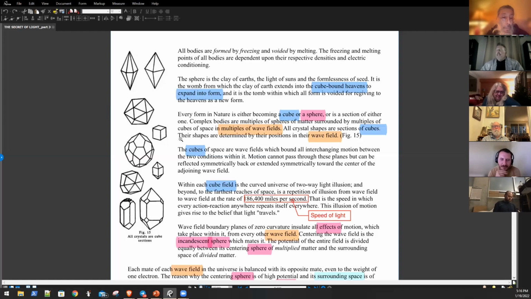So every form in nature is either becoming a cube, blue, or a sphere, red, hot, or is a section of either one. Complex bodies are multiples of spheres of matter surrounded by multiples of cubes of space in multiple wave fields. So this is really the first time that Russell begins to incorporate the idea of wave fields.